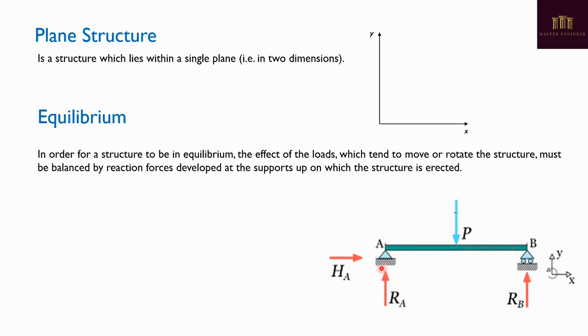The one on the left is a pin support. The one on the right is a roller support. Each of them reacts differently. And we have a point load acting downward.